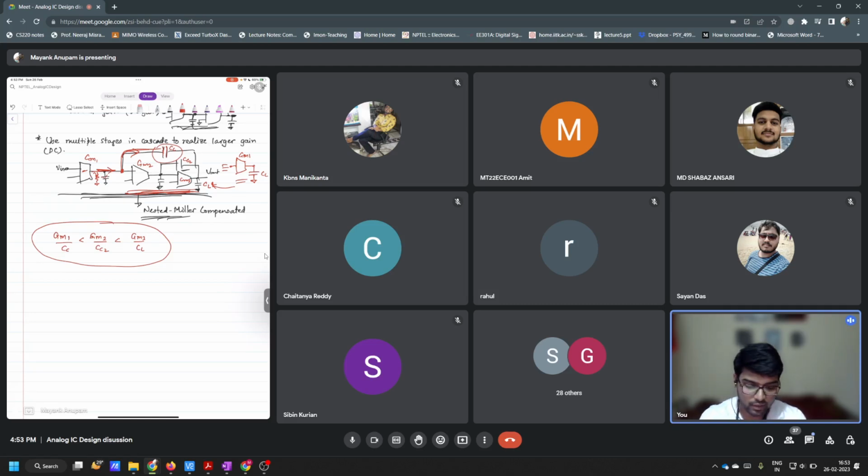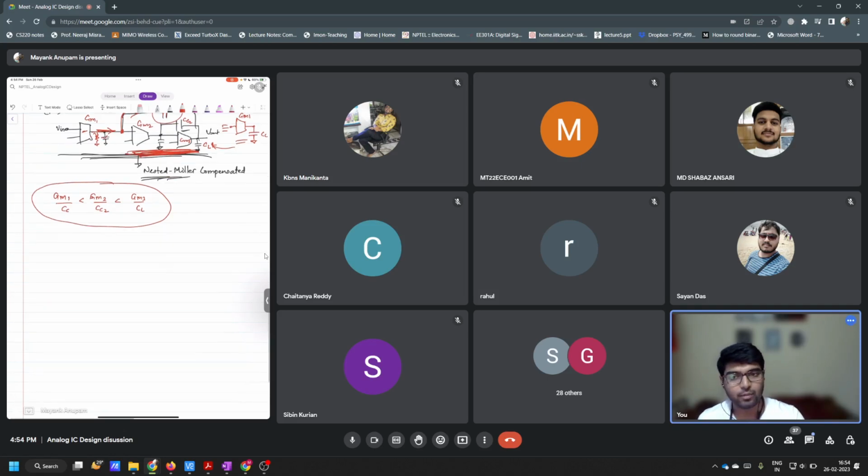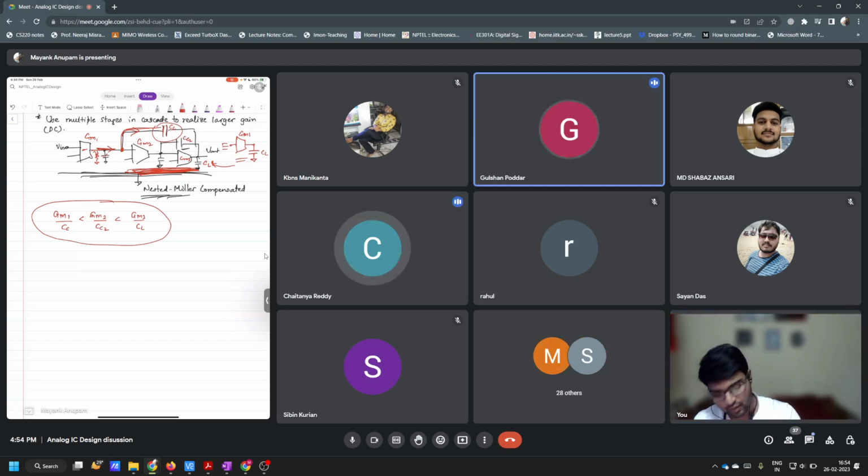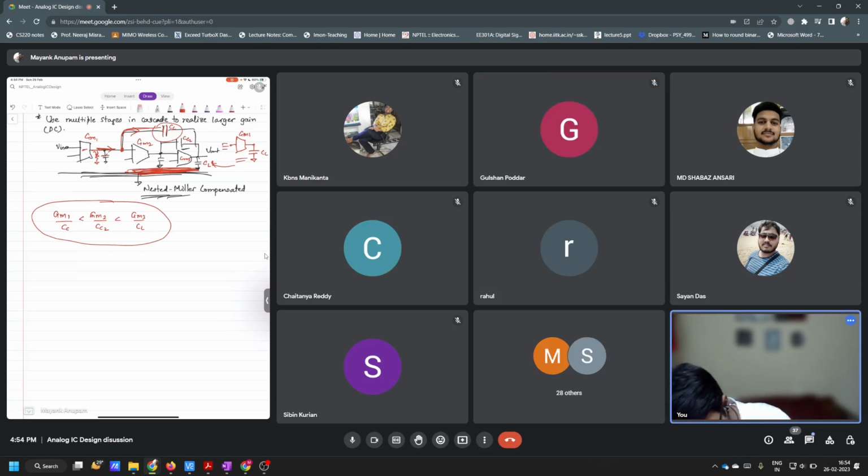Now this two-stage op amp has to behave like an ideal op amp, correct? And we know that any op amp behaves like an ideal op amp till what frequency? Till its unity gain frequency, right? So that is why the unity gain frequency of the innermost op amp, which is GM3 by CL here, has to be the highest, because this has to act like the required op amp till the maximum frequency.